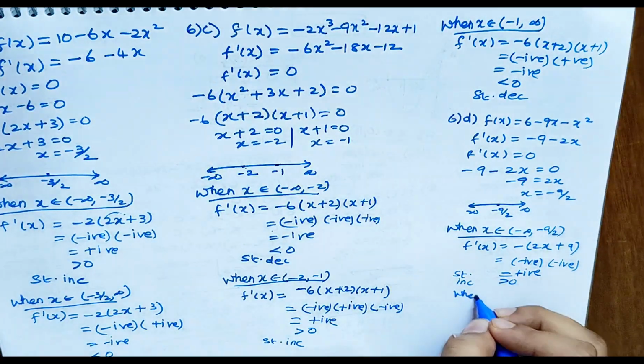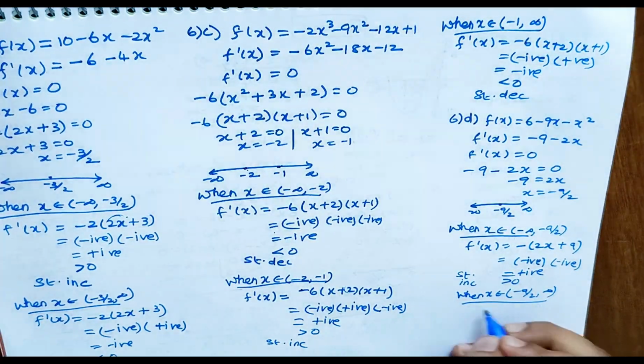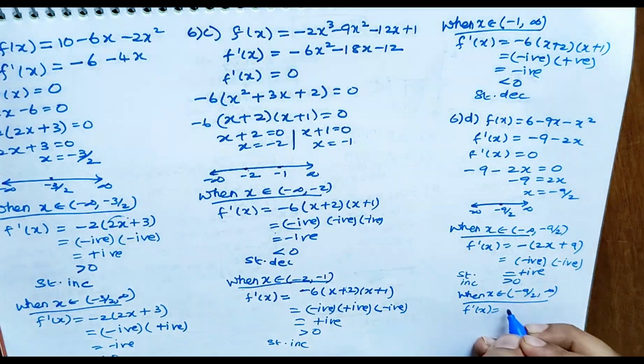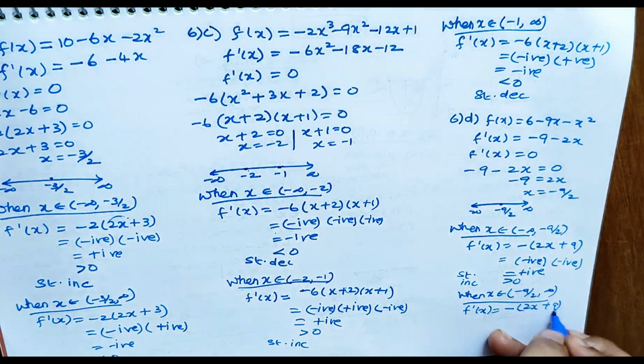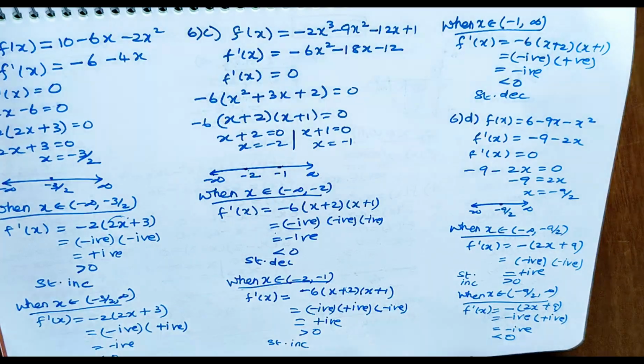And when x belongs to the interval minus 9 by 2 to infinity, x values will be positive, and f dash of x is minus of 2x plus 9. Outside we have a negative sign, and here definitely it is addition and x values are positive, so we'll have a positive sign, and minus into plus is negative, that is less than 0. Therefore the function is strictly decreasing in this interval minus 9 by 2 comma infinity.